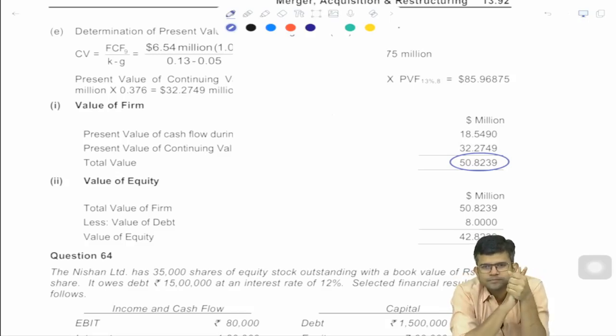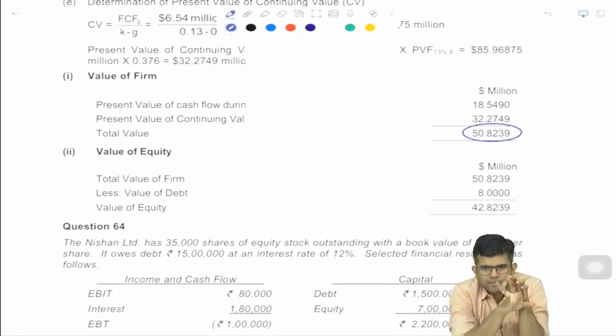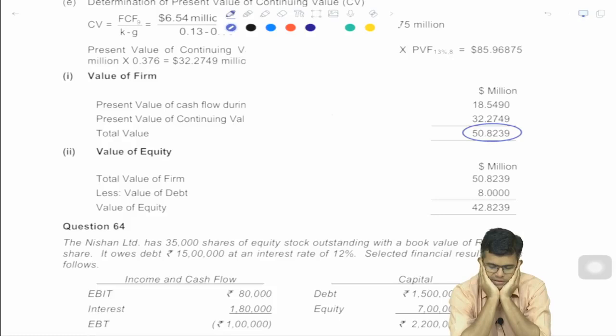All done? Okay. And then the last step, you understood how they did value of equity. Please check. I told you at the start of today's lecture, when we started this question, that you have to do minus value of debt. Complete that also. Point number 2, value of equity is equal to V bracket F minus V bracket D. 50.82 minus 8 equal to 42.82.